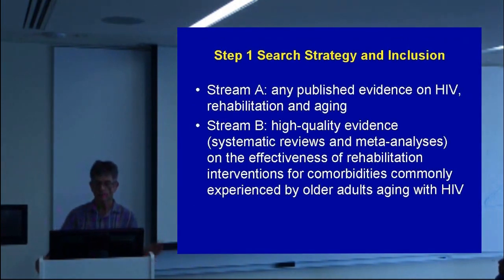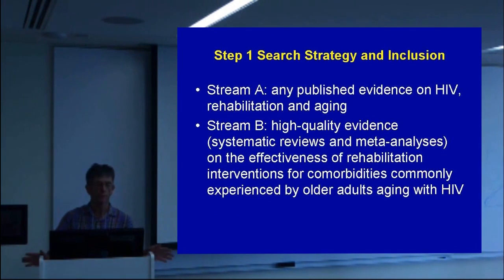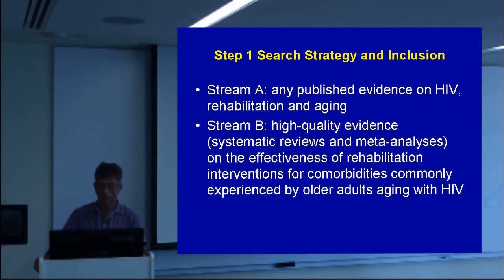Step 1 was our search strategy and what was included and not included. For Stream A, we looked for any published evidence on HIV, rehabilitation, and aging. For Stream B, looking at the comorbidities, we looked for high-quality evidence: systematic reviews and meta-analyses on the effectiveness of rehabilitation interventions for those comorbidities commonly experienced by older adults living with HIV.